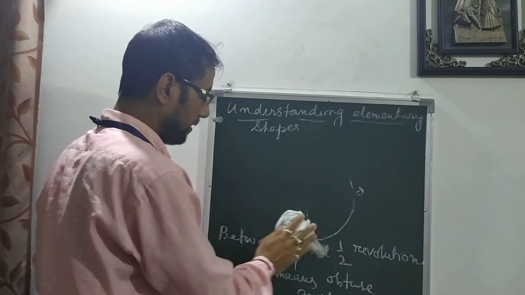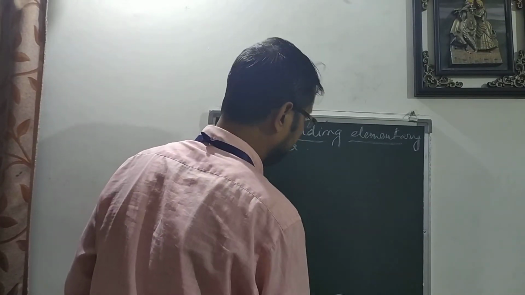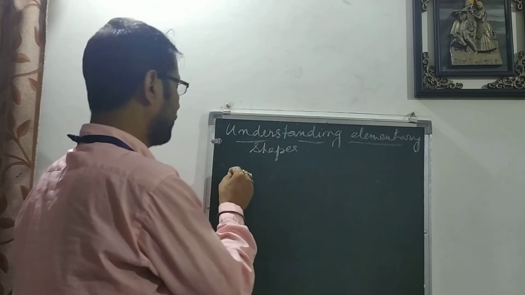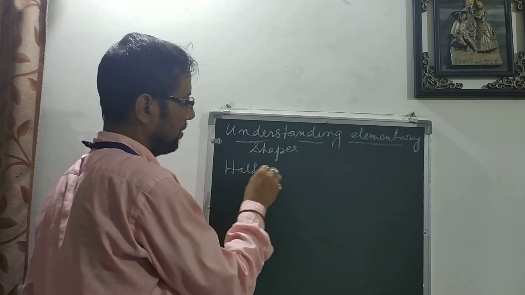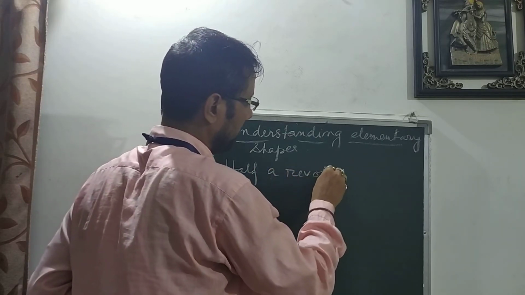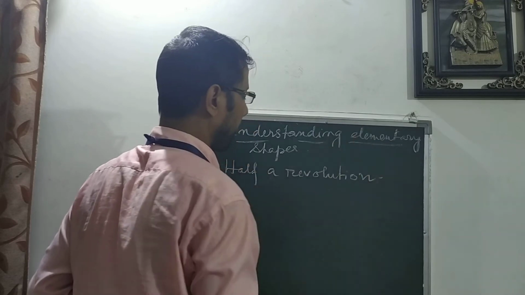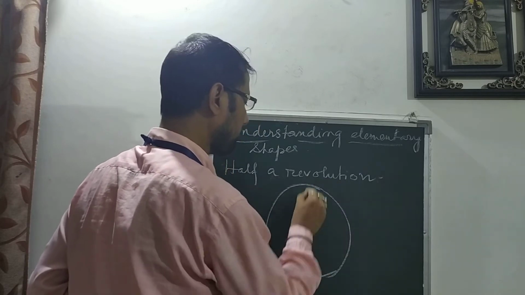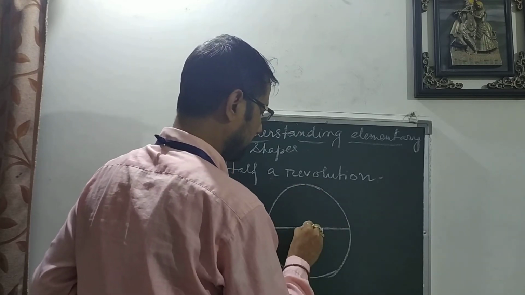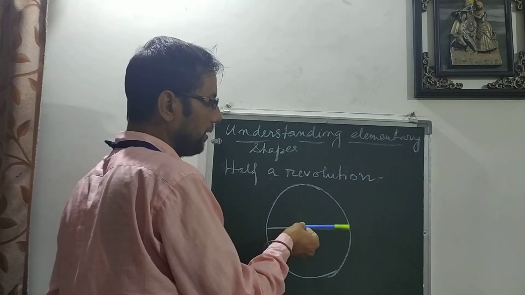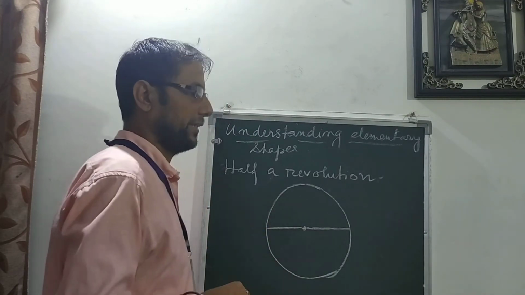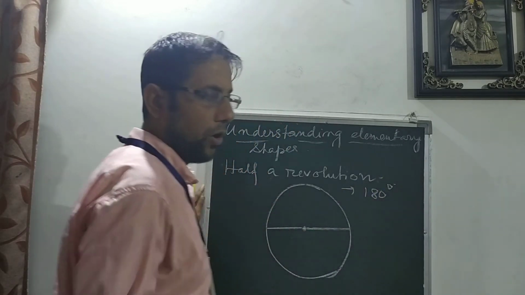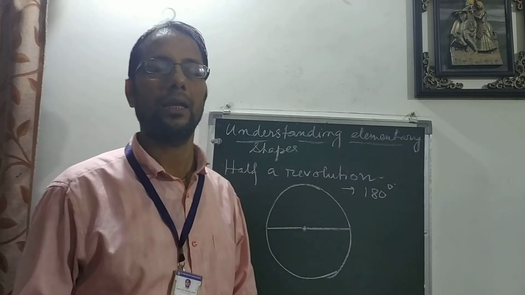Now students, let us learn another one. If it says half a revolution, what will you say? Half a revolution. Now suppose this is the circle, this is the center. So half a revolution means it starts from here, it goes till here. It is 180 degree. It means the measurement is 180 degree, or we can say straight angle.